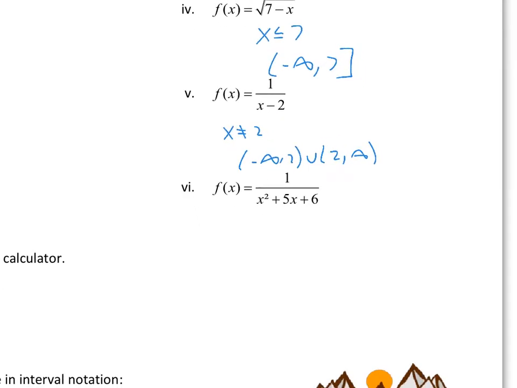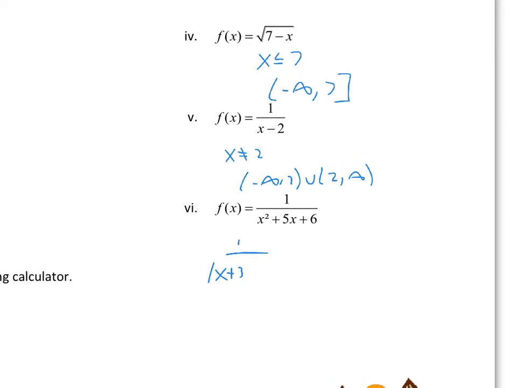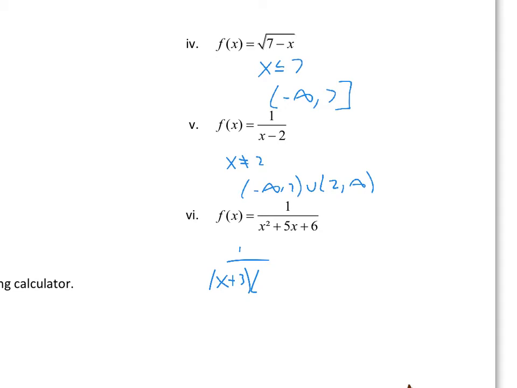And then number 6 is similar to number 5, except we have 2 restrictions. So if we factor this, we get 1 over x plus 3 times x minus 2. So in inequality, we can just say x not equal to negative 3 or 2. And in interval notation, you go negative infinity to negative 3, union negative 3 to 2, union 2 to infinity.